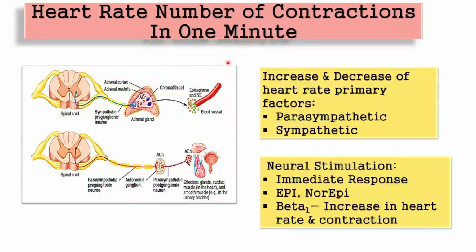Heart rate: the number of contractions in 1 minute. Increase and decrease of heart rate are primarily affected by the parasympathetic and the sympathetic systems. We have neural stimulation, so epi and norepi. Beta 1 increases heart rate and contraction, right? So remember, beta 1, 1 heart; beta 2, 2 lungs.